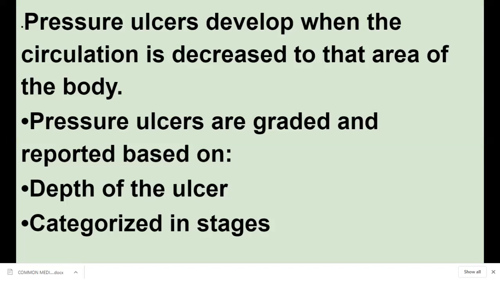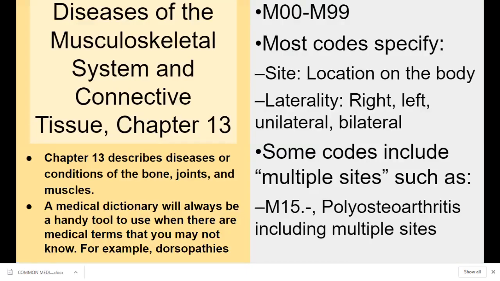Pressure ulcers develop when the circulation is decreased to that area of the body. Pressure ulcers are reported based on depth of the ulcer and categorized in stages, and we just saw those stages. Now we're going to go into chapter 13, musculoskeletal system and connective tissue.